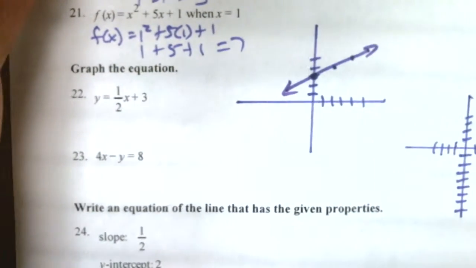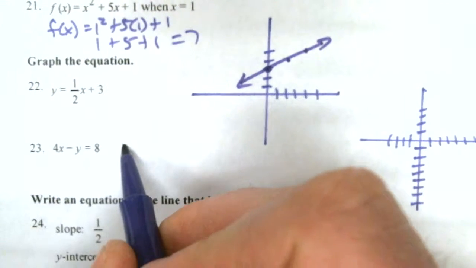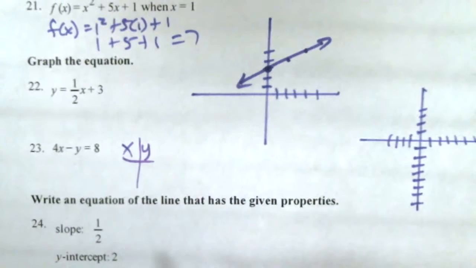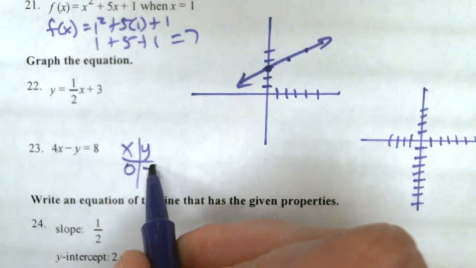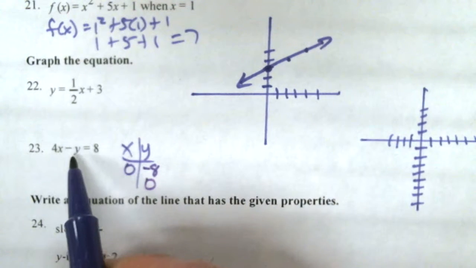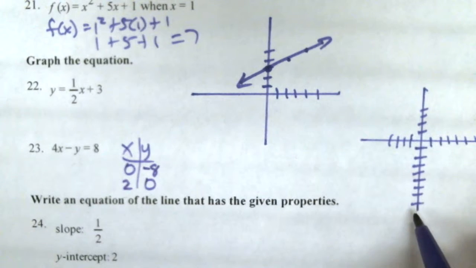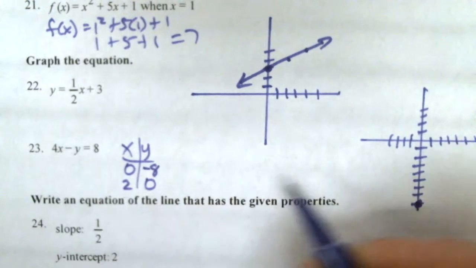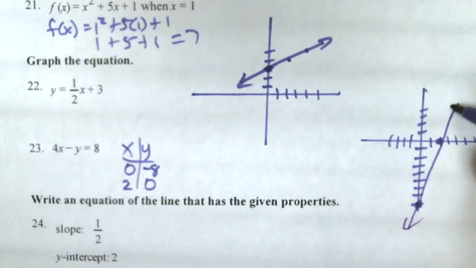For number 23, it's in standard form, so I'm going to use a table to find my intercepts. If x is equal to 0, I get y equals -8, and if y is equal to 0, I get x equals 2. Graphing those points, 0, -8, and 2, 0, and my graph would look like that.